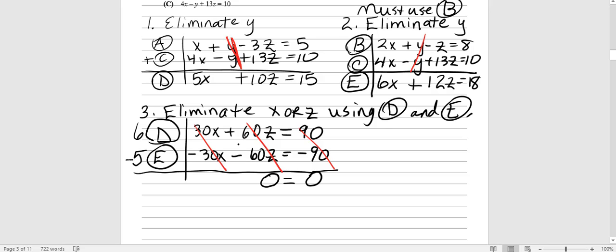So I have involved all three equations. D was derived from A and C. E was derived from B and C. The variables drop out. I get a true equation. So I know that the system is dependent. This means that there are infinitely many solutions.